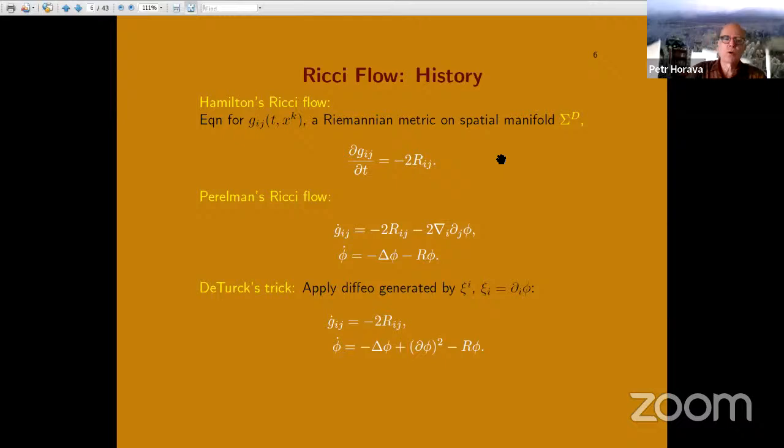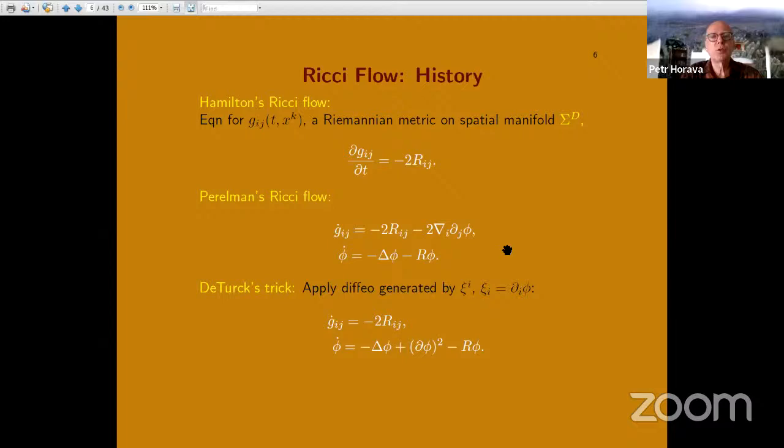In particular, there is a trick called the Turk's trick, which was designed here in Berkeley at MSRI. And the idea was that you can certainly apply spatial diffeomorphisms to the two sides of the flow. And if you pick the spatial diffeomorphism to be generated by the derivative of the dilaton itself, after applying the spatial diffeomorphism to both sides of the equation, you decouple, in a sense, the flow of the metric from the flow of the dilaton in this particular form. So you end up producing the first equation, which is essentially equivalent to the original Hamilton equation, plus you have to decide how to solve the remaining equation for the dilaton itself.